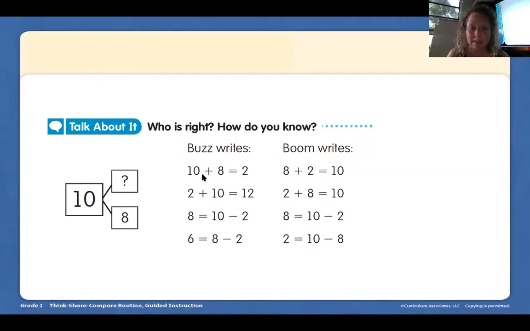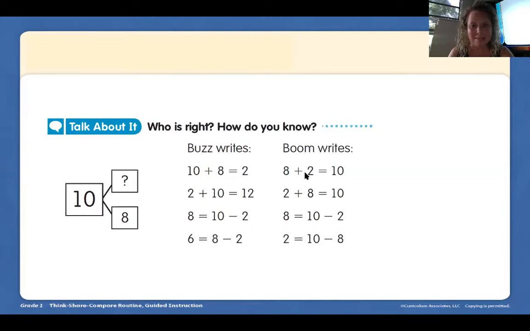Buzz writes 10 plus 8 equals 2, and 2 plus 10 equals 12. He also writes 8 equals 10 minus 2. 6 equals 8 minus 2.